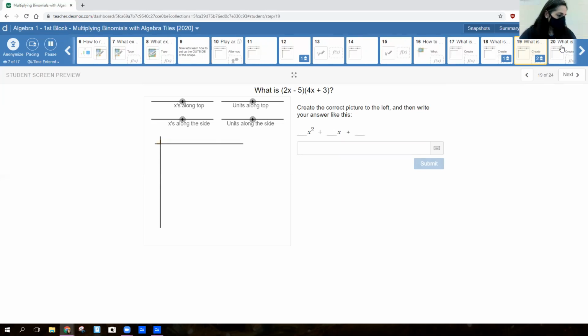And try this one. Okay, let's see how we're doing. Yep. All right, it's looking good.